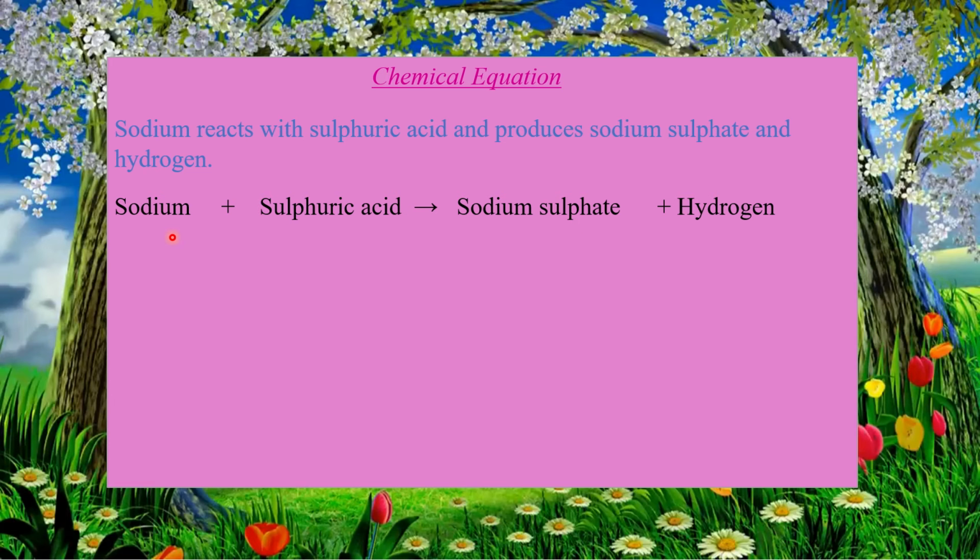The symbol of sodium is Na and the formula of sulfuric acid is H2SO4. So this is Na plus H2SO4. There is an arrow sign because the reaction is not balanced now, and the products are Na2SO4 plus H2. Dear students, look here, when you write hydrogen, you have to write H2 because hydrogen is a diatomic molecule. But when you write sodium, there is no need to write Na2. If you write Na2, it will be wrong. Or if you write only hydrogen as H, then also it will be wrong.